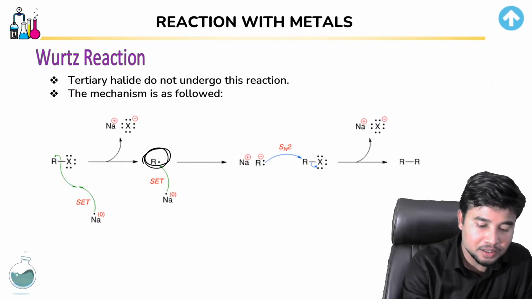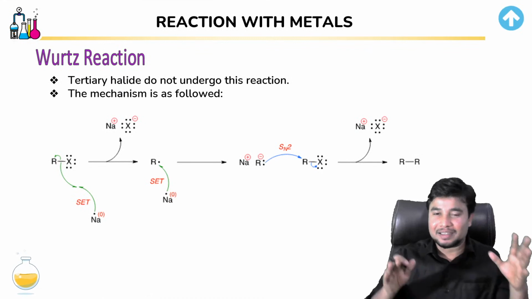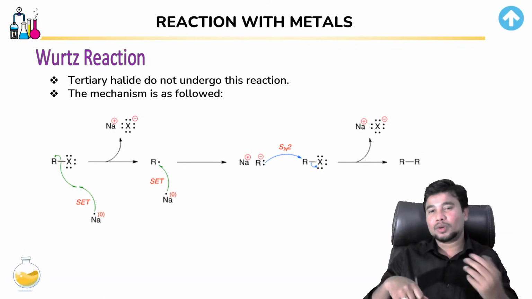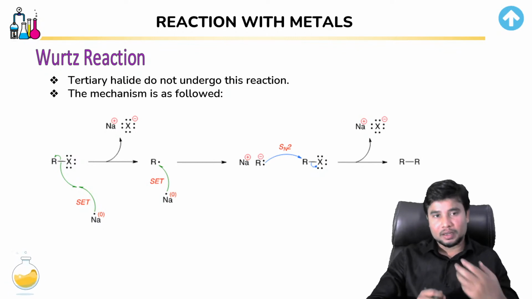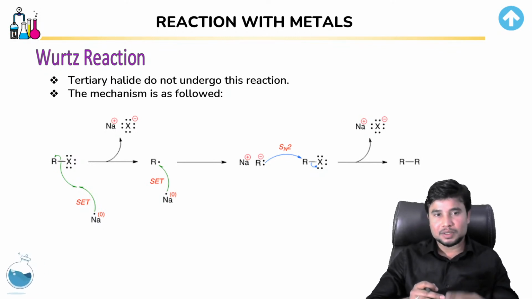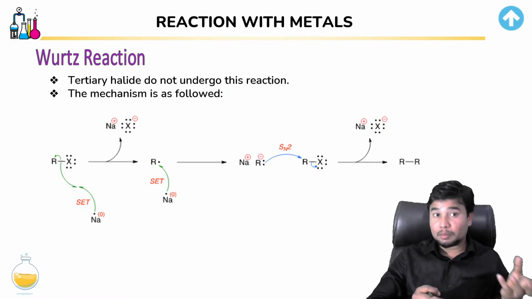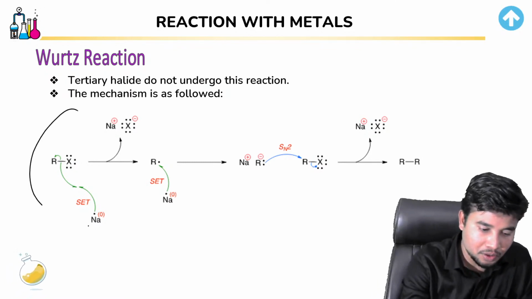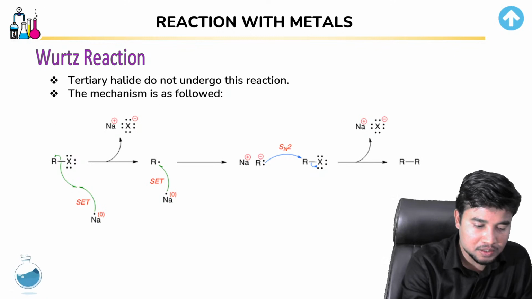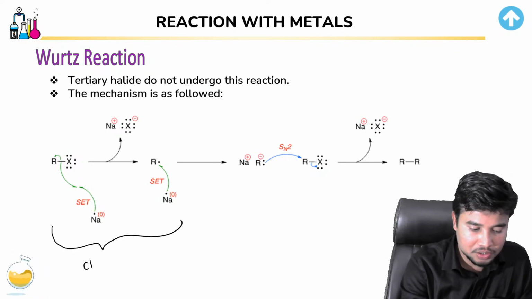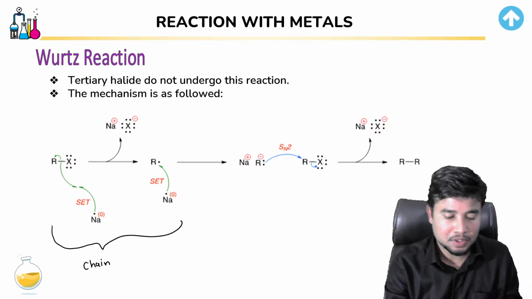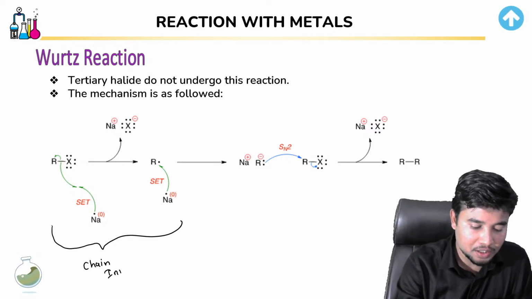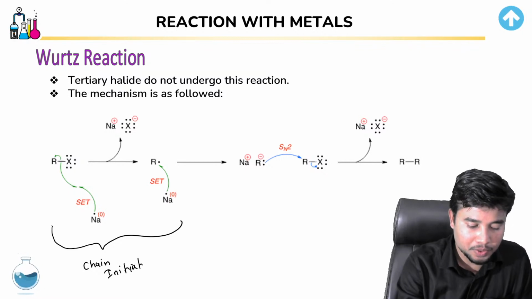And once this R radical gets generated, radicals are unstable. So what would it do? It would try to become stabilized. How can it be stabilized? By the presence of another species that bears the same nature, right? But before that, if you observe this one particularly, it is the chain initiation step. As I told you, any free radical mechanism follows 3 steps. The first one, chain initiation step. So here the chain would get initiated.